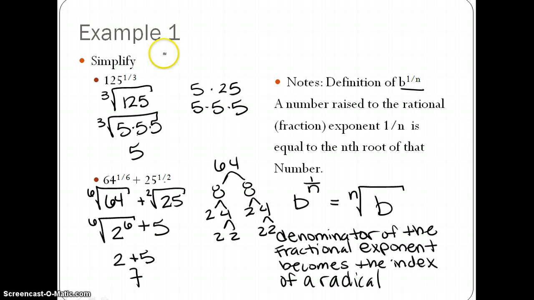Again, the key to dealing with these questions is that you go from a rational exponent into a radical, and then you solve it using your information or from the lessons that you've learned on radicals.